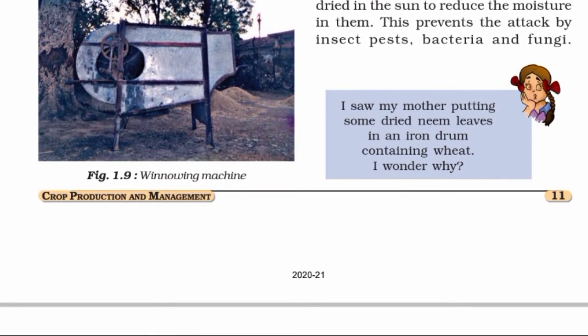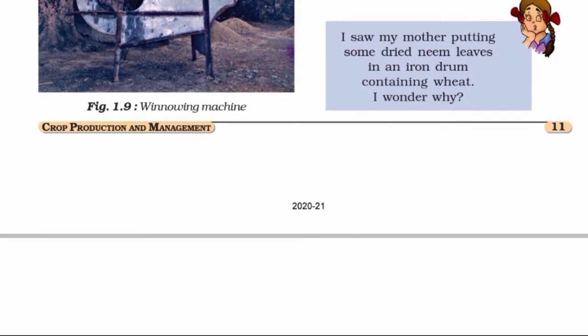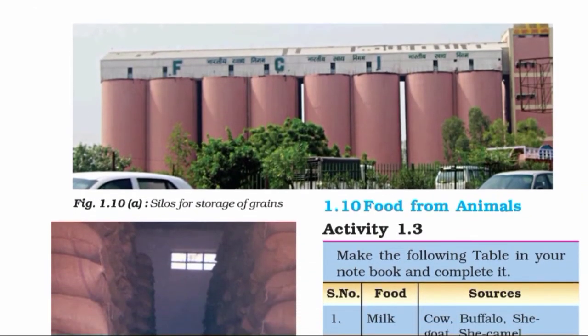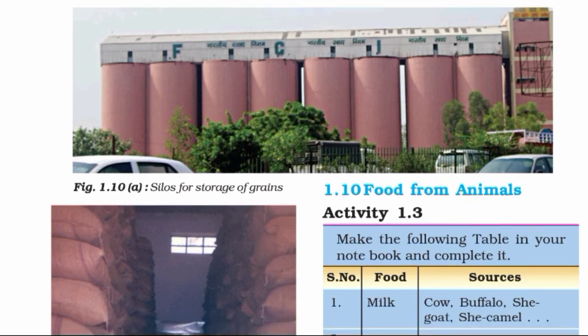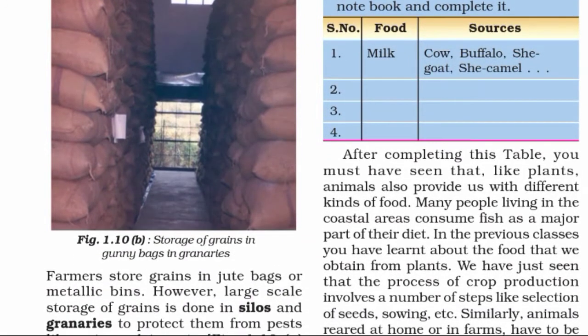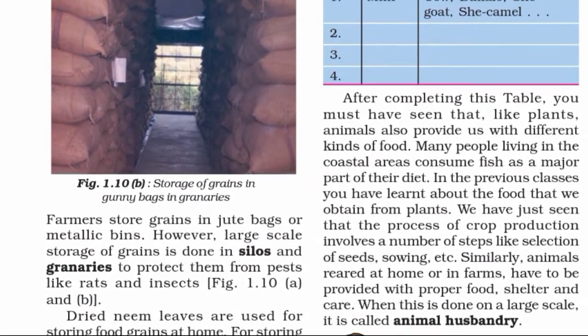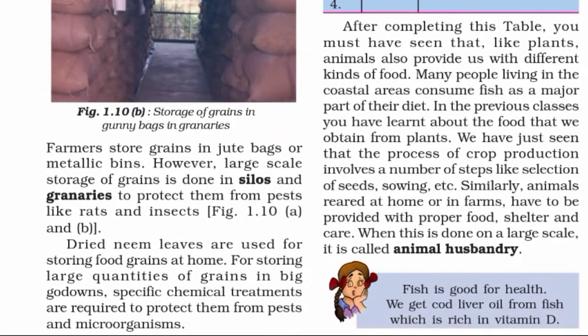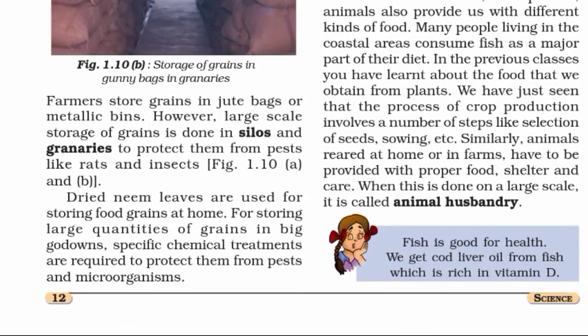Paheli said, "I saw my mother putting some dried neem leaves in an iron drum containing wheat. I wonder why." Figure 1.10a shows silos for storage of grains. Figure 1.10b shows storage of grains in gunny bags in granaries. Farmers store grains in jute bags or metallic bins. However, large-scale storage of grains is done in silos and granaries to protect them from pests like rats and insects, as shown in figure 1.10a and b. Dried neem leaves are used for storing food grains at home. For storing large quantities of grains in big godowns, specific chemical treatments are required to protect them from pests and microorganisms.